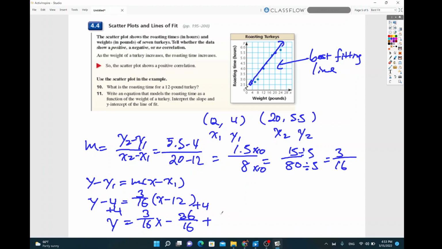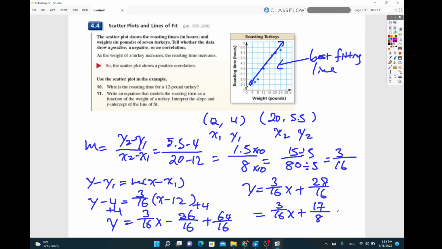In other words, that means you're adding 64 over 16. So y equals 3 over 16x plus 64 minus 36, which is 28. So 28 over 16. Is that reducible? Yes, divide by 2 on the top and the bottom. So y equals 3 over 16x plus 17 over 8. So 17 over 8 is about 2 point something.